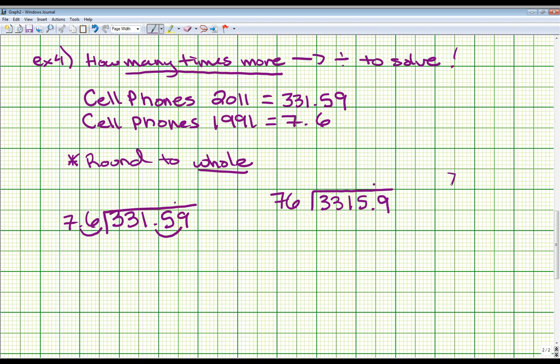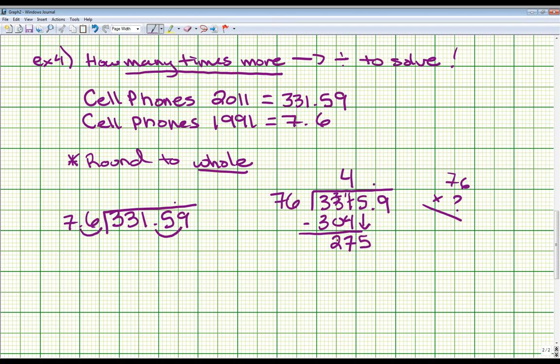So again, on the side, I would do some guessing and checking to figure out how many 76s would get us closest to 331. And if you did a couple guesses and checks, you would get 4. 4 times 76 would give us 304. So we can subtract and figure out what's left over. If we make this an 11 and borrow from here, 11 take away 4 would give us 7. 2 take away 0 gives us 2. And 3 take away 3 is nothing. So we bring down our 5 as our next step.